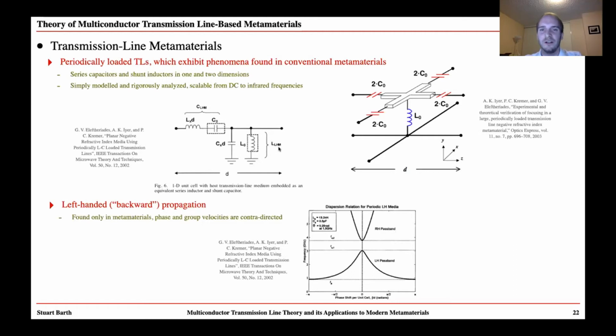In particular, the metamaterial phenomena that we're most interested in is the existence of left-handed or backwards propagation bands. These are found only in metamaterials. These bands are such that the phase and group velocities are contradirected. So if we looked at the direction of power flow and we looked at the evolution of phase in time, we would find that these look like they're traveling in opposite directions.